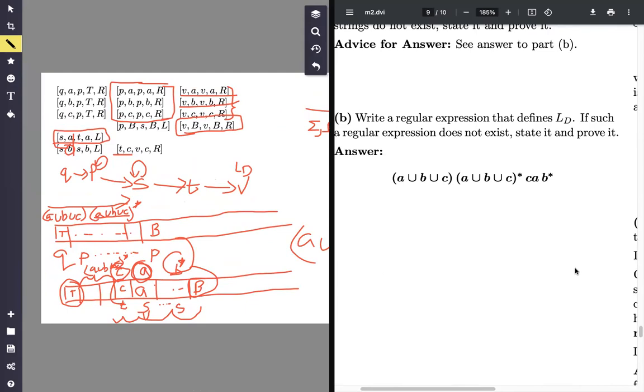Why didn't we count the line BCVCR? It doesn't matter. We never saw it. But even if we did see a C, we would just keep moving to the right.